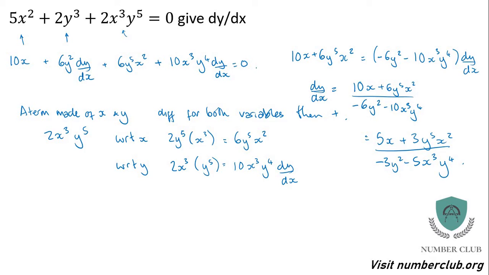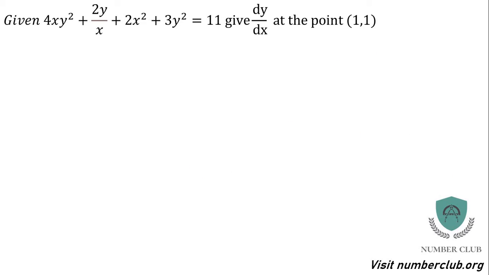Okay? So let's take a look at this question here. We've got, given that 4xy squared plus 2yx to the negative 1 plus 2x squared plus 3y squared equals 11, give dy by dx at the point (1, 1). So first off, we're going to have to find out what dy by dx is. Now, we've got a combination term here, so we're going to look at 4xy squared, and we're going to differentiate that with respect to x.